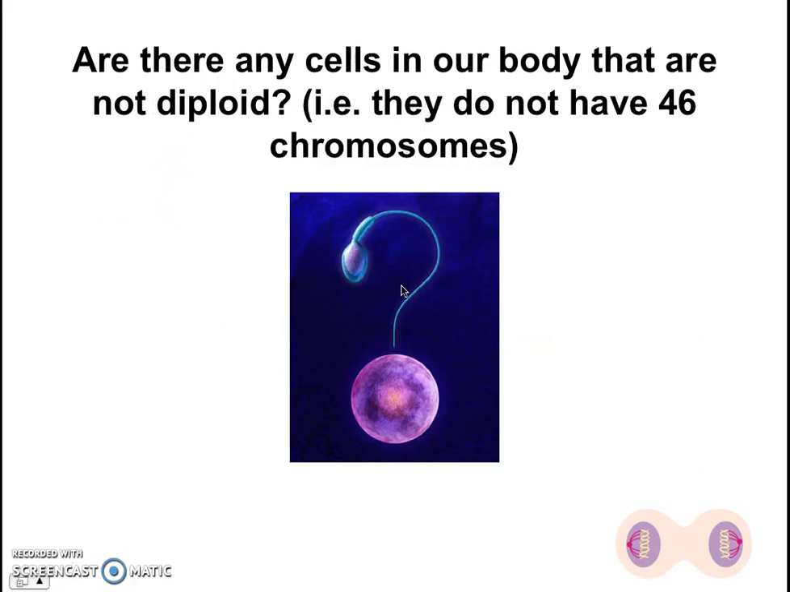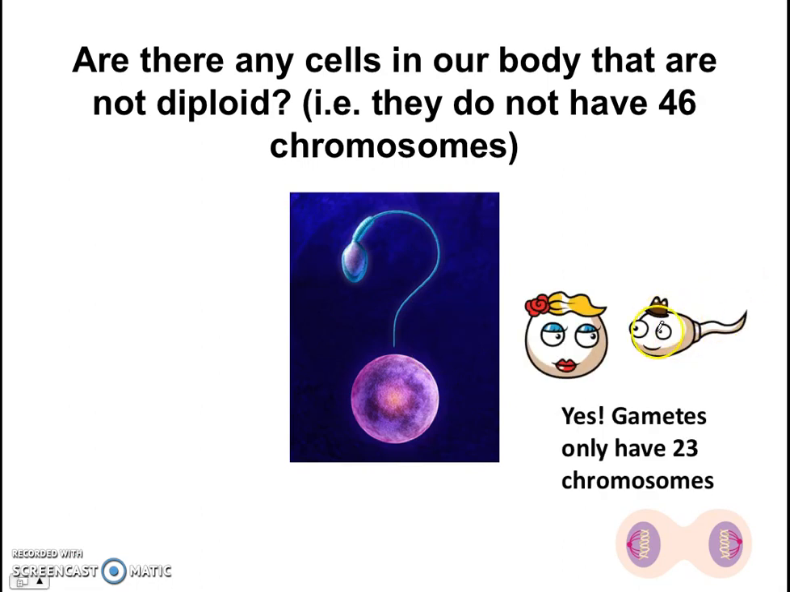Now, we've been looking so far at diploid cells and saying that most of the cells in the human body are diploid and have 46 chromosomes. Now, are there any cells in our body that do not have 46 chromosomes? Well, hopefully you remember the answer from our last chapter. And this picture here gives you a hint as well.